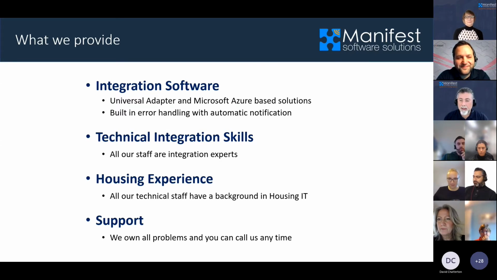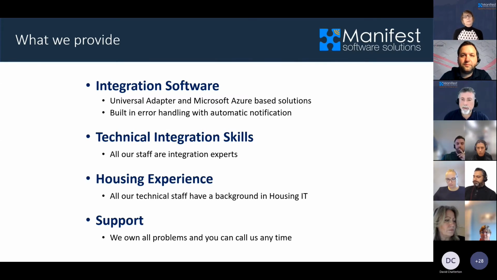We obviously have quite a lot of technical skills, as you would hope. But the biggest thing that sets us apart, I think, is our housing experience. I've worked in social housing for about 30 years in numerous different roles. We're always in a housing IT environment. Every single person in the technical team has a background working in housing IT. So we've got people who used to work for MRI, Aareon, Civica. We've got experienced people, ex-IT managers from housing IT groups.